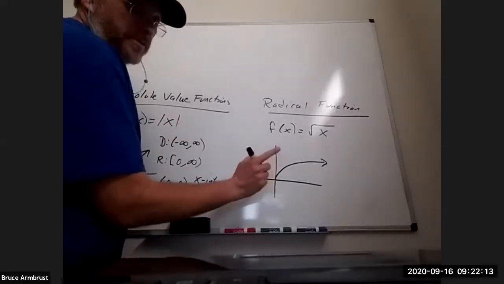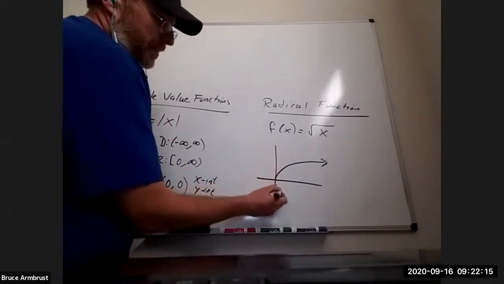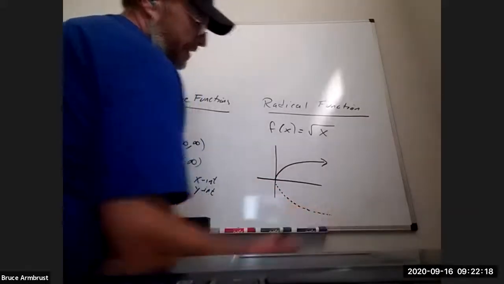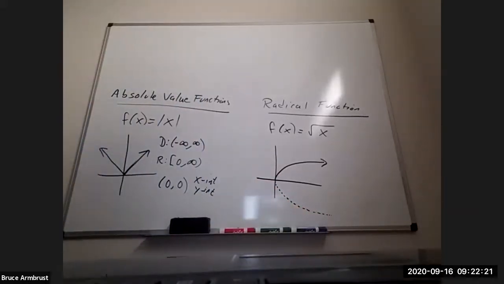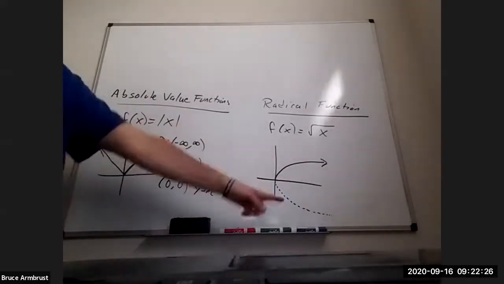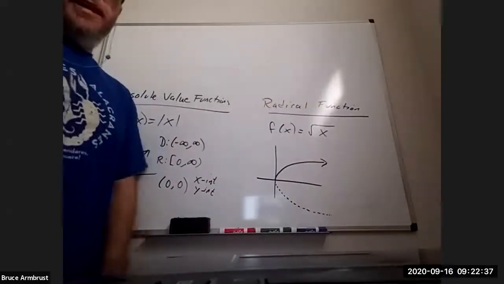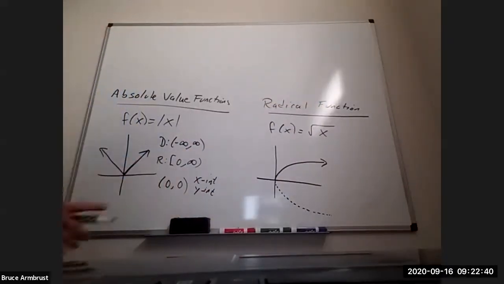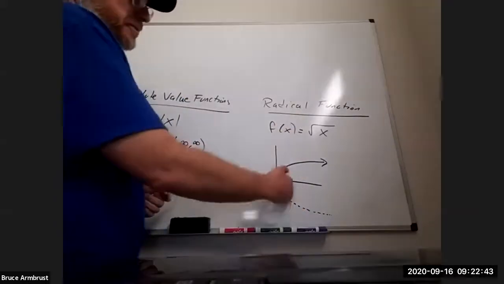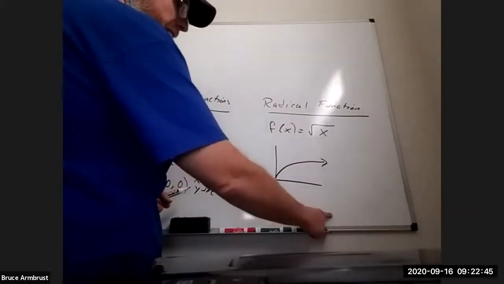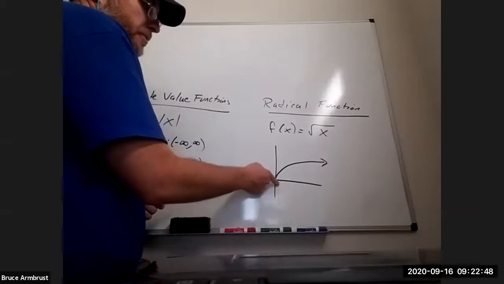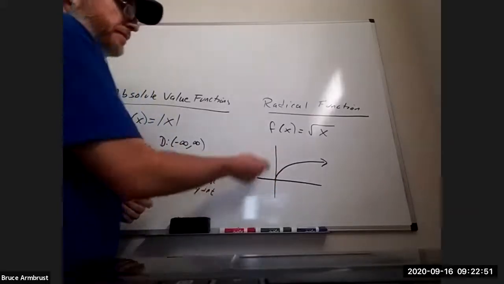I'm going to draw some, don't draw this part. I'm just going to draw a little dashed guy down here. This would be the other half of the parabola, so you can see the parabola on its side. Why did I tell you not to draw it? Because it's a function, that key word again. Remember, in a function you can't get two different y values. A parabola on its side fails the vertical line test. So when we talk about square roots, it's only positive values.